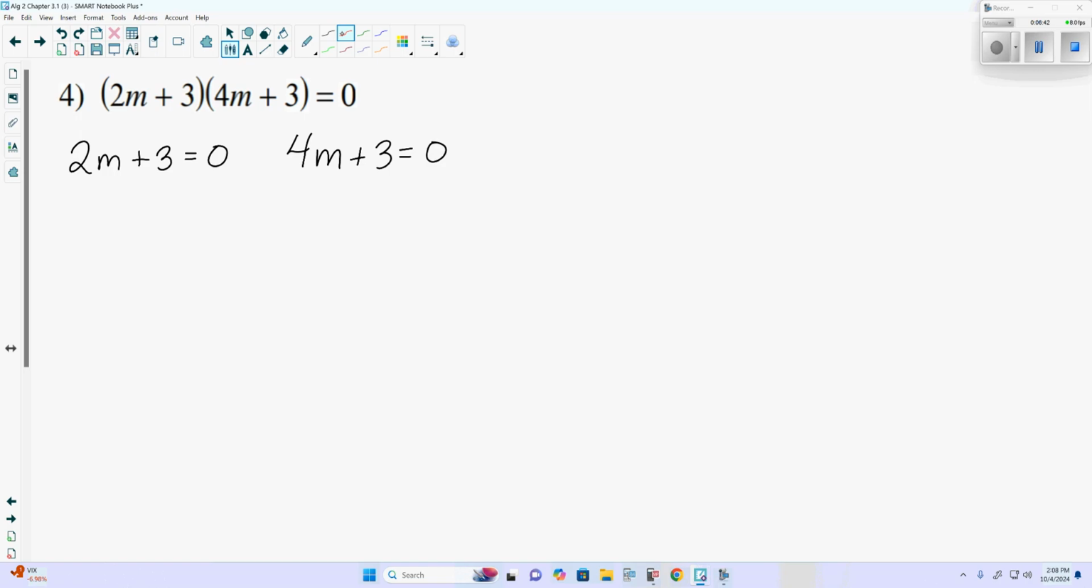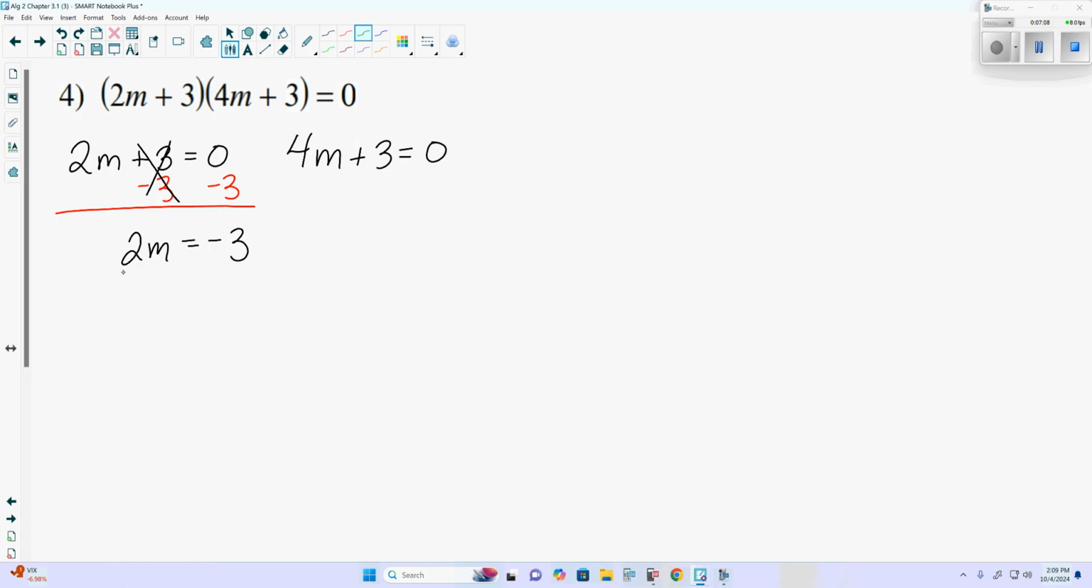Questions on this so far? So if we look at the one on the left, 2m plus 3 equals 0. To solve for m, the first thing we would do is subtract 3 from both sides. As our 3 minus 3 would be 0, leaving 2m by itself. 0 minus 3 is -3.